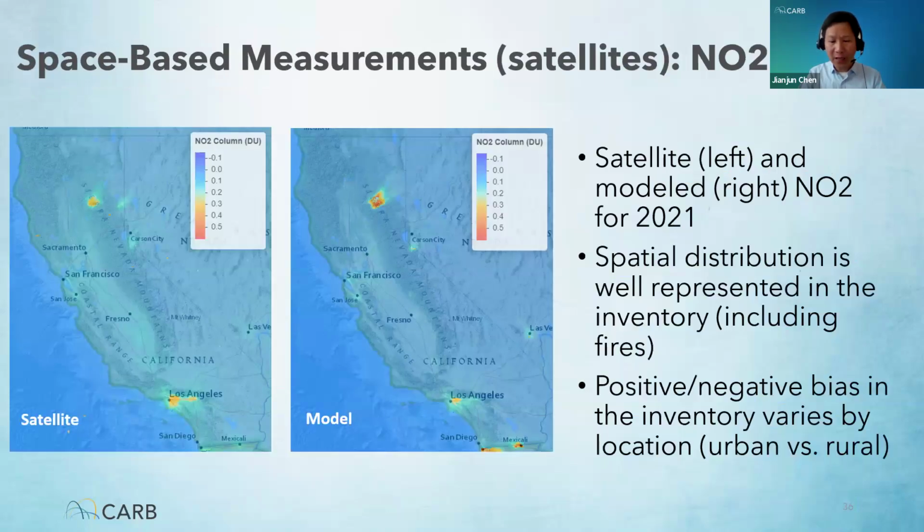In this slide, the left plot shows the satellite-observed NO2 levels for 2021, while the right shows modeled NO2 for the same year. In general, we see that the spatial distribution revealed by the satellite measurements is well represented by the modeling. However, there are areas where the model shows positive or negative biases, which can differ from urban to rural regions. These differences will help to focus our efforts on updates to the inventory. Next slide, please.